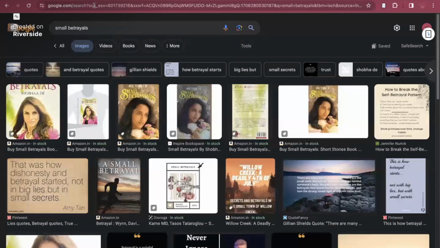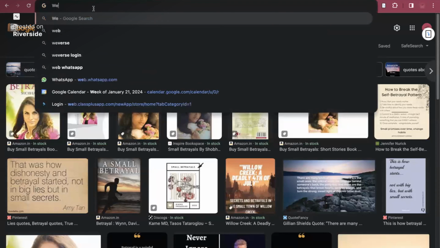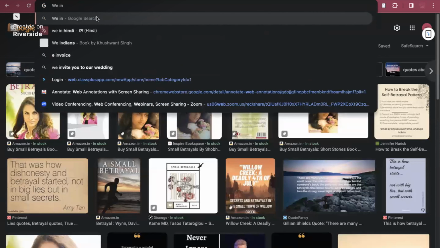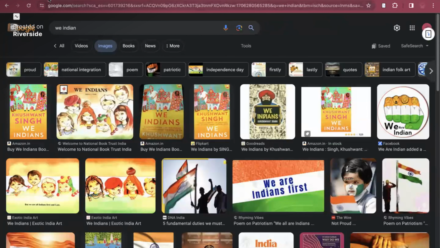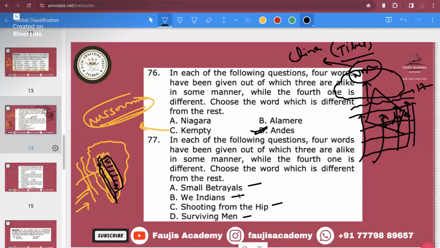And what others do we have? We Indians is also a book. It's a book by Khushwant Singh. Read a book by Khushwant Singh called We Indians. Just now only I'm getting to know that there's a book by him. Khushwant Singh. There's a book called Train to Pakistan.